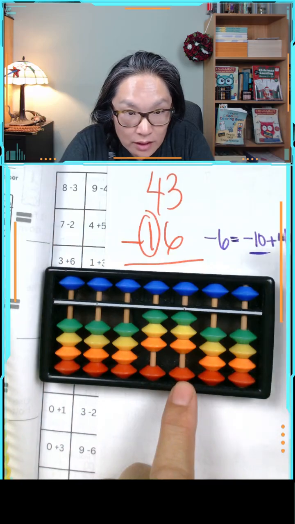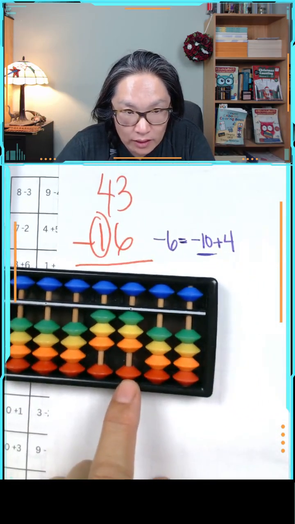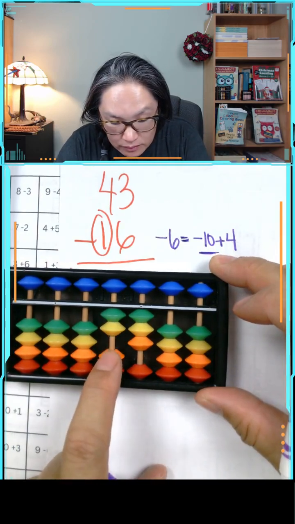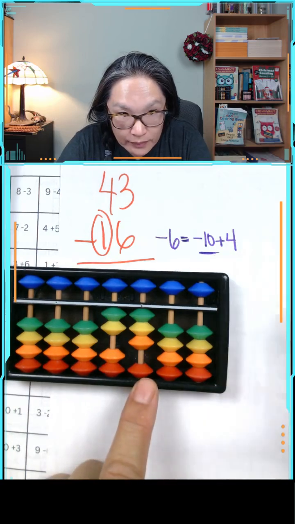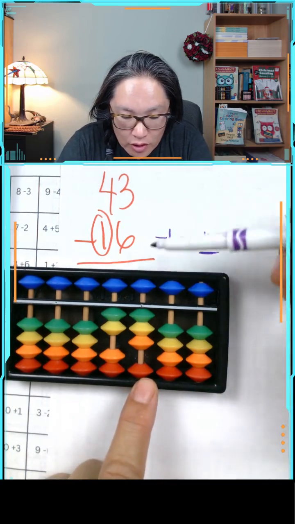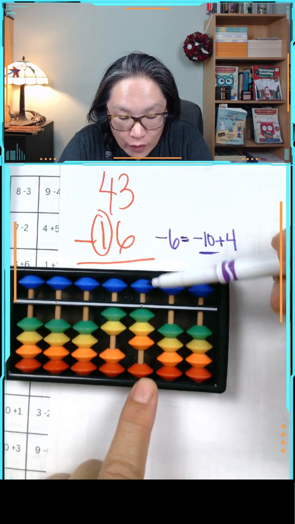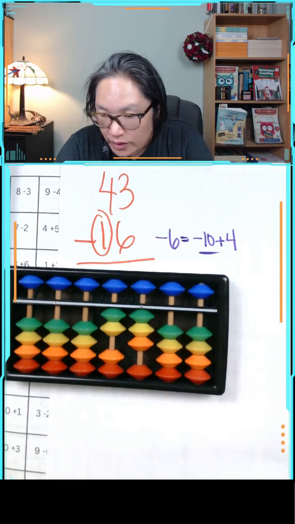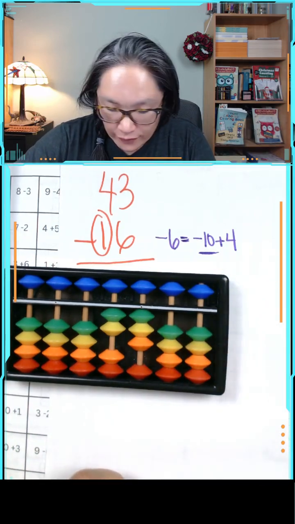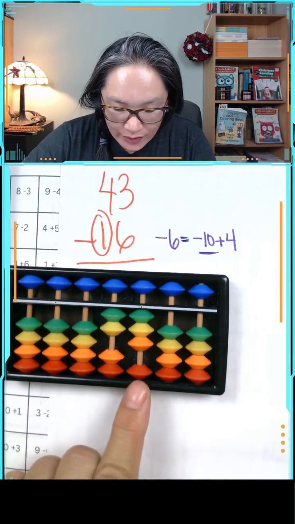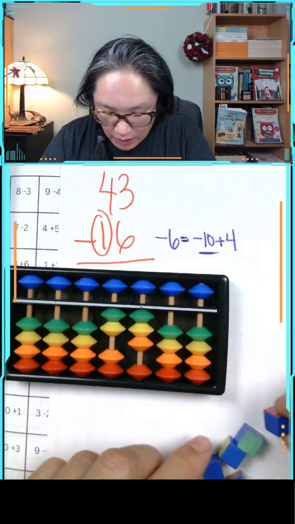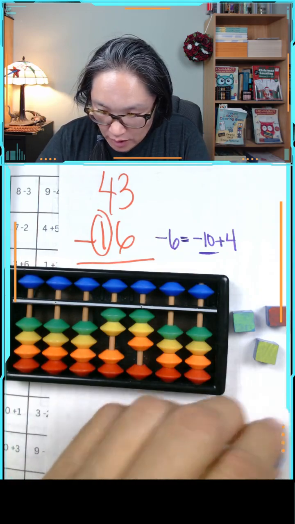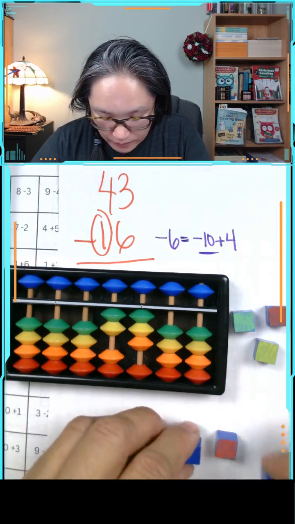Take away the 10. Taking away the 10 goes over here. So we minus the 10 and we plus the 4. When we add the 4, is there room to add the 4? There's no more room to add the 4. What do we do? We have 3 on the abacus, and I want to add the 4.